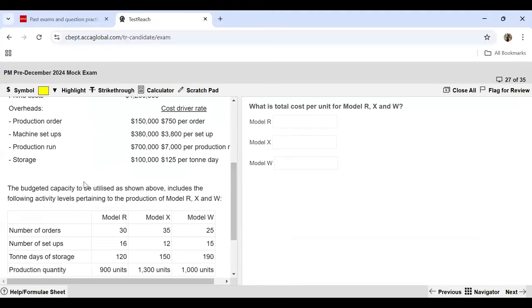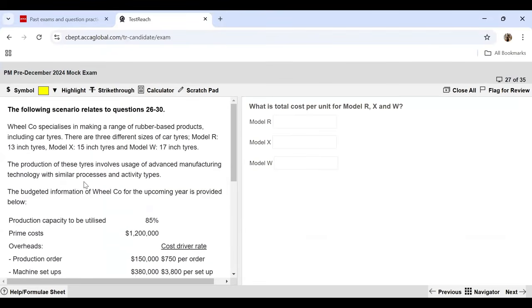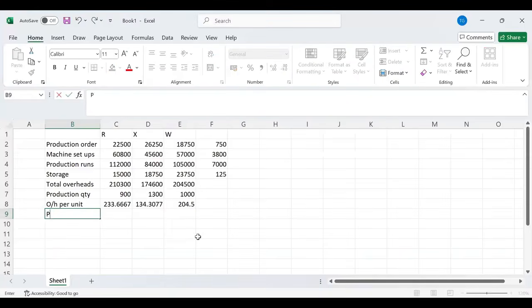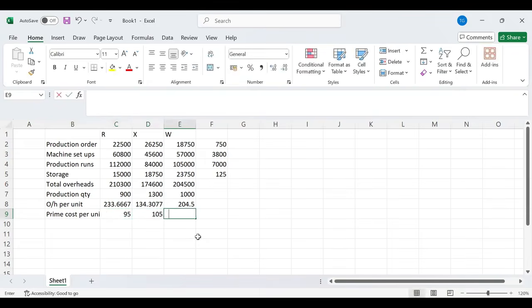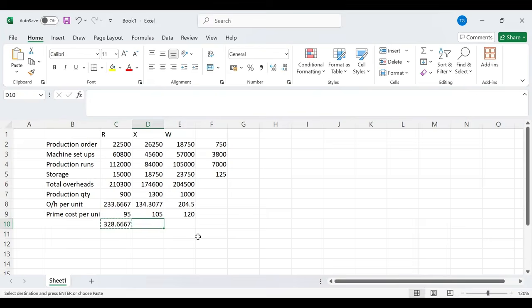Now I have to add to this my prime cost. So let's see how much is the prime cost per unit. It's given right at the bottom: 95, 105, and 120. So if you add the prime cost as well as the overhead cost, you're going to get the total cost per unit.